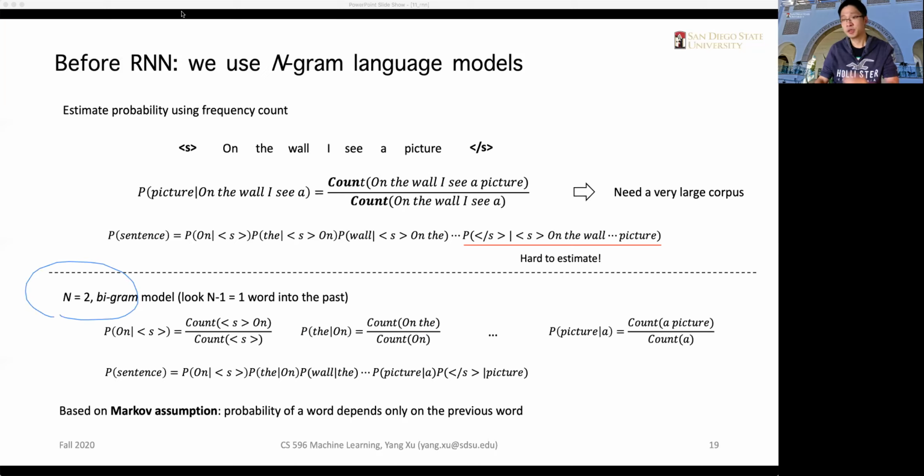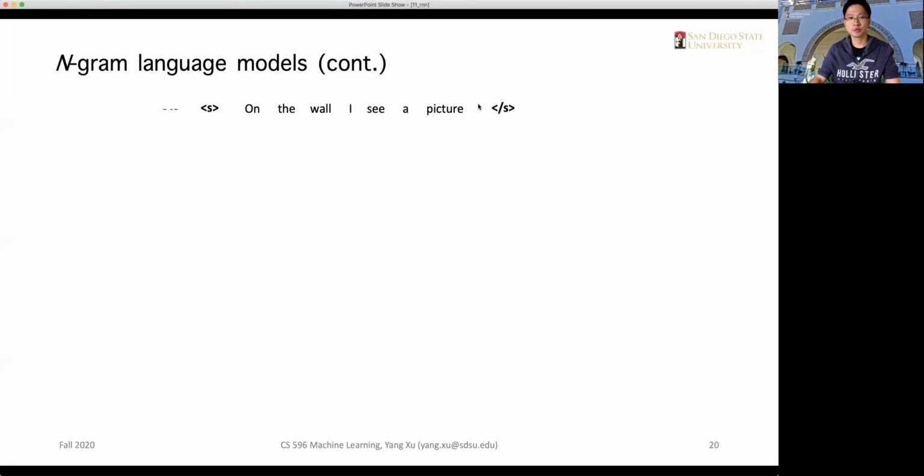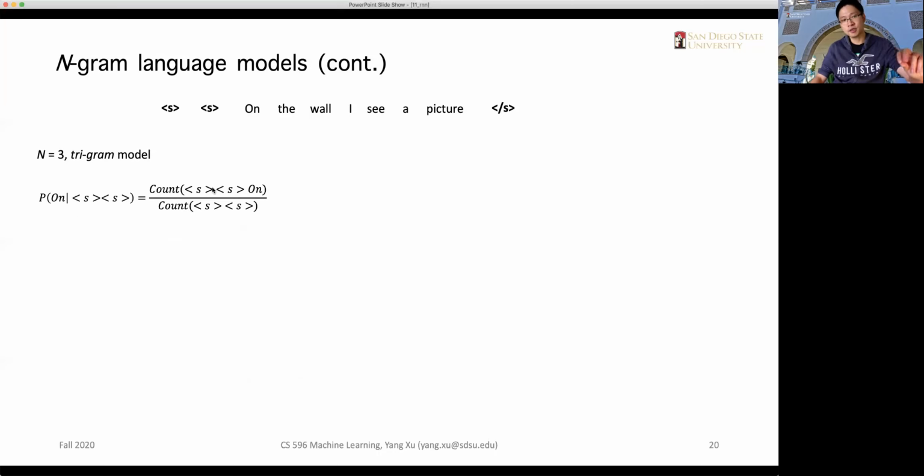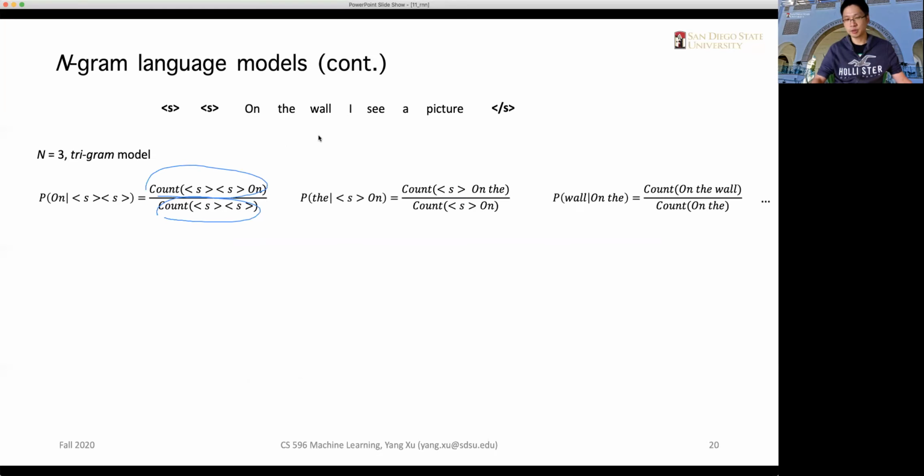Of course, we can trace back more to look at the previous two words, and that gives us the trigram. If we look at the previous two words, then the probability of the word "on" should be computed by counting the occurrences of this phrase and dividing by the count of these two starting symbols. And the word "the" should be counted by the phrase starting symbol with "on the", divided by the count of starting symbol and "on".